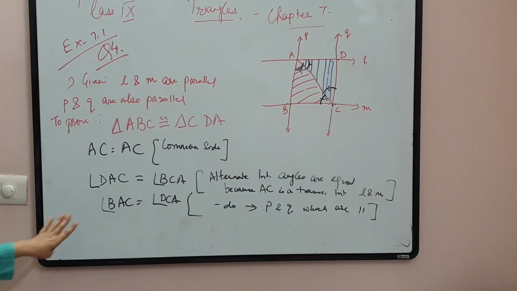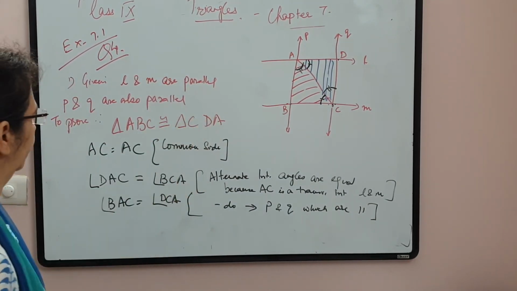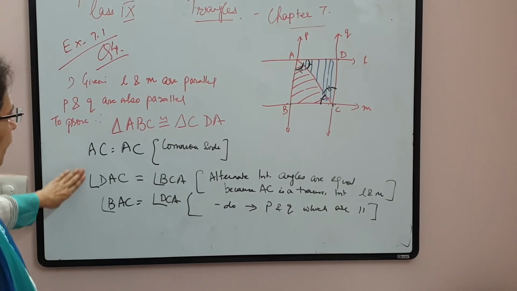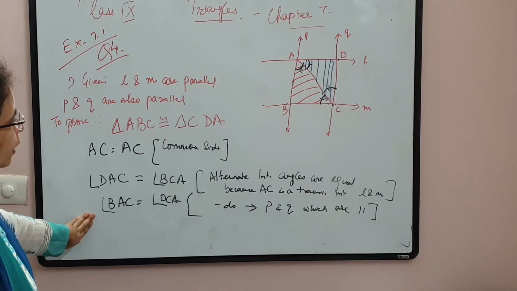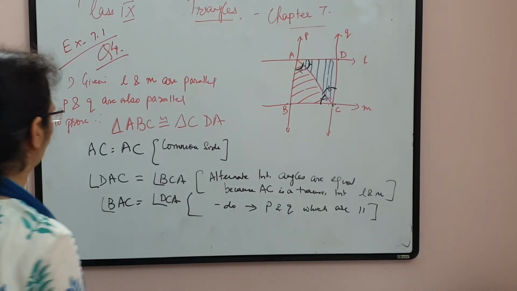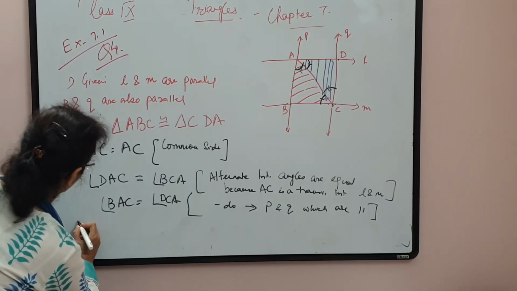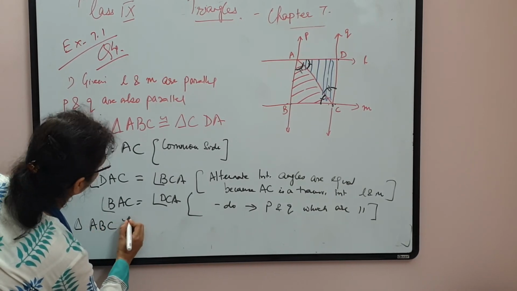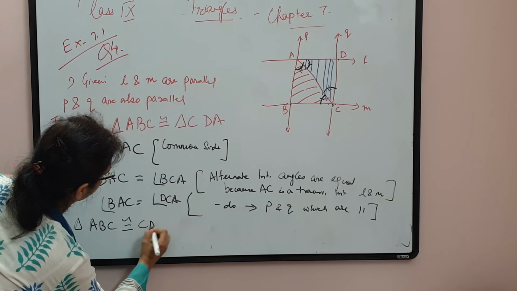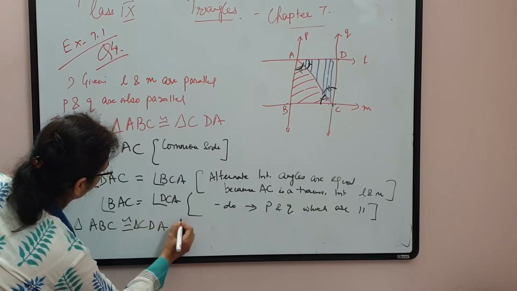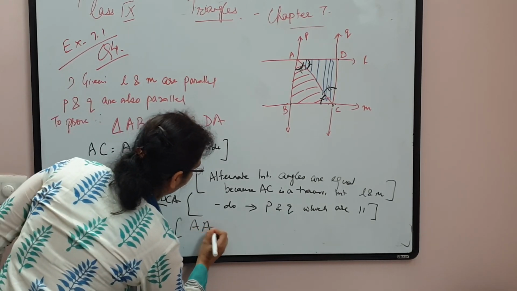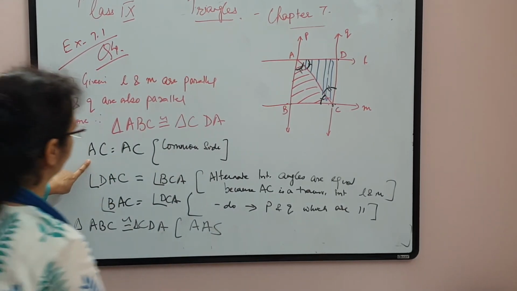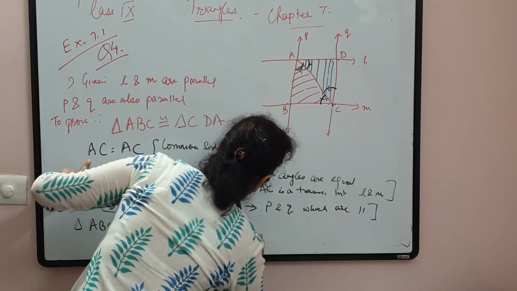Now we have found that amongst these two triangles, which you have to prove that they are congruent, you have found a side and you have found out two angles also. That means now these two triangles, triangle ABC is congruent to triangle CDA through AAS, two angles and a side, congruence rule.